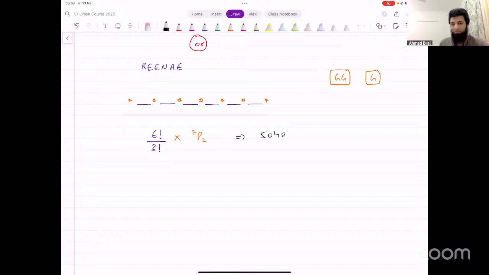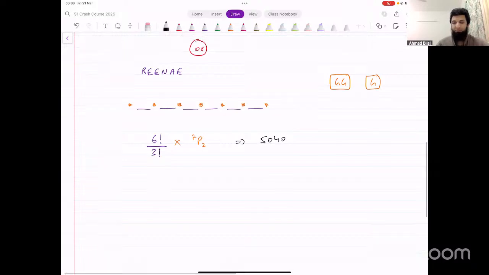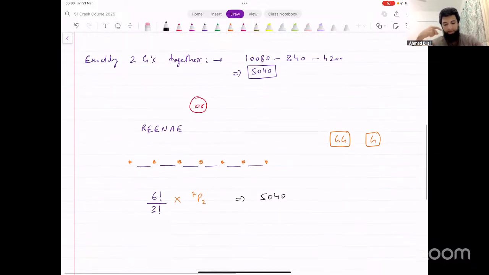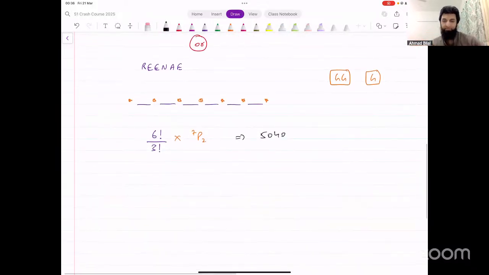Has somebody confirmed this? Right? So that's 5,040. So you could do it directly like this. That's much more efficient. Any questions on this? Any questions, anyone?